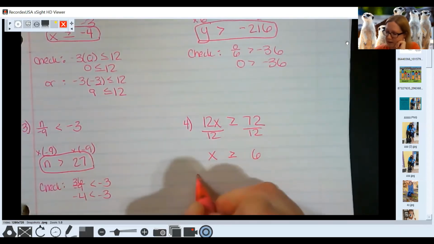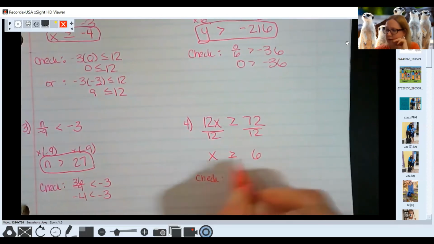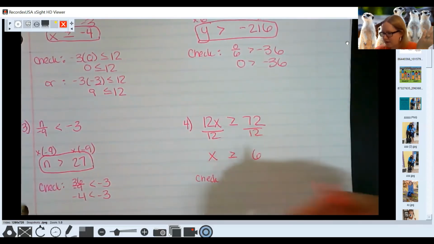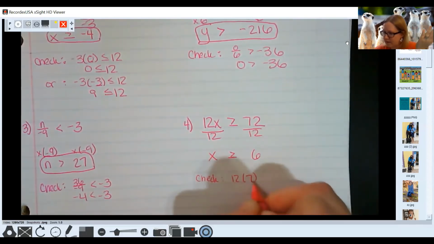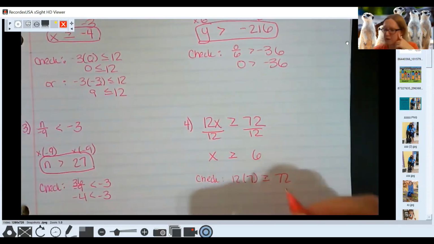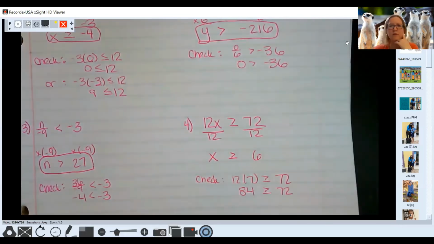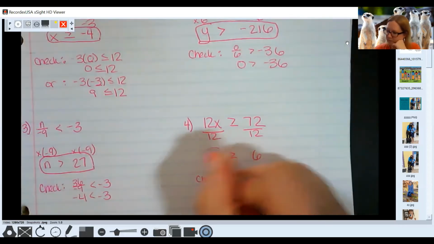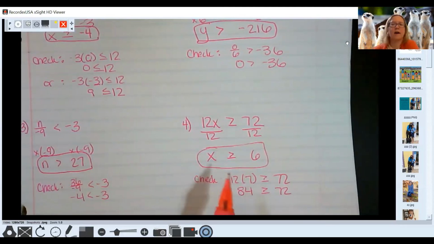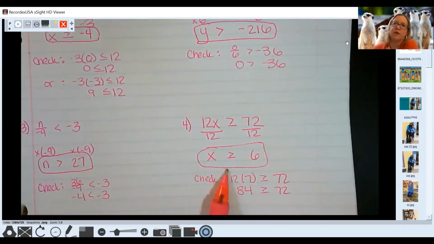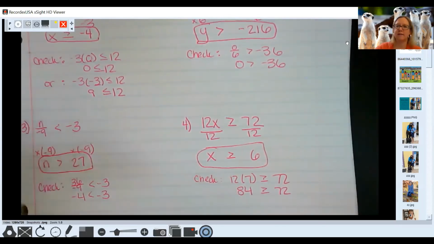I can check it by substituting a value that would be true here. So let's say 7. 12 times 7 is greater than or equal to 72. That's 84. 84 is greater than or equal to 72. So this is correct. That would be on your graph a closed circle on 6 and shade to the right.